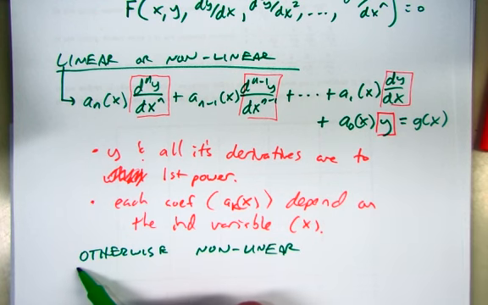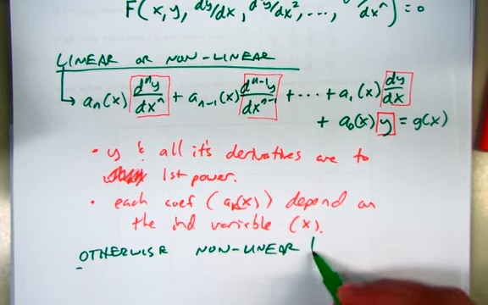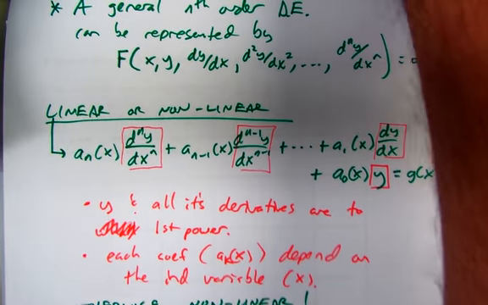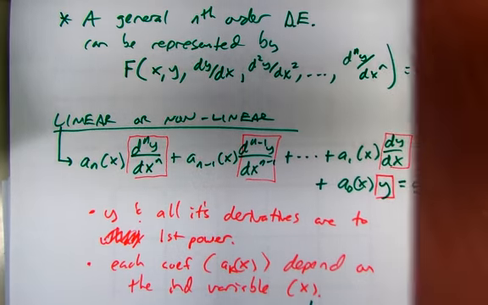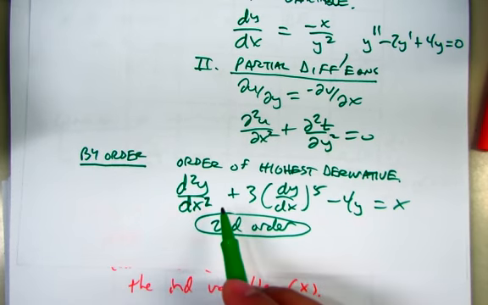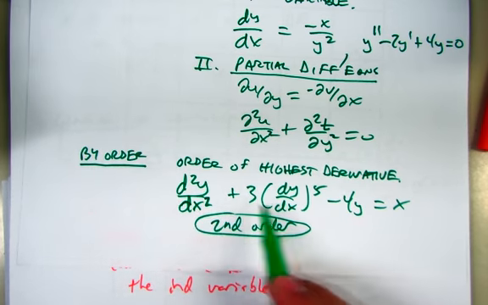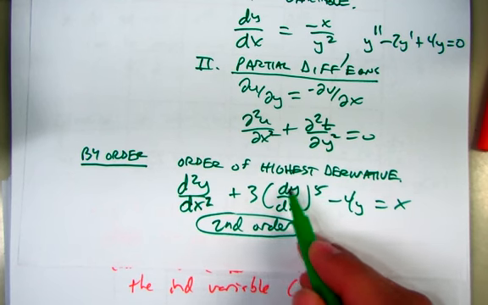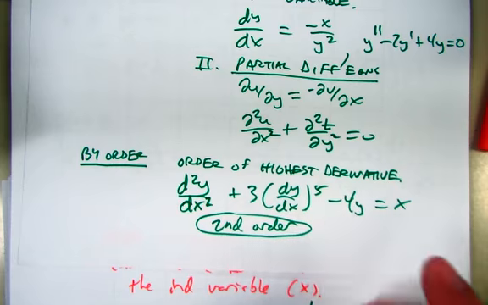And actually, we saw an example of that already, I believe. So if we go back to this one here, this one would not be a linear differential equation because we have a derivative that's to the fifth power. So that's what it would look like.